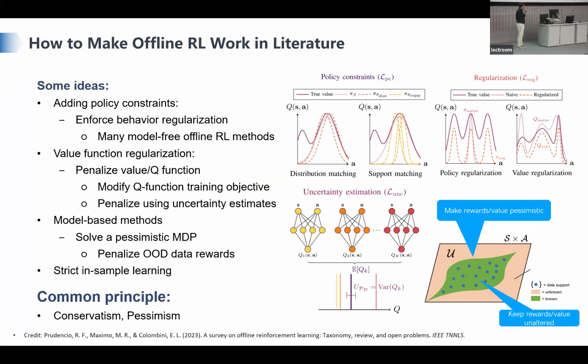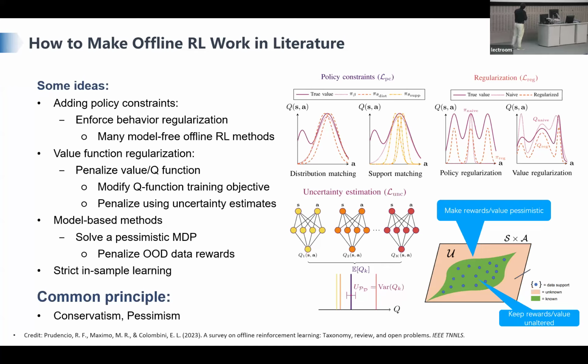Another stream of work is using value regularization, where we modify the value optimization objectives to make the OOD part pessimistic, underestimated. So when we optimize the policy, we will never go to those OOD places. Some of the early works also use model-based approaches, where the dynamics model serves as an environment, but we penalize the reward for OOD regions.